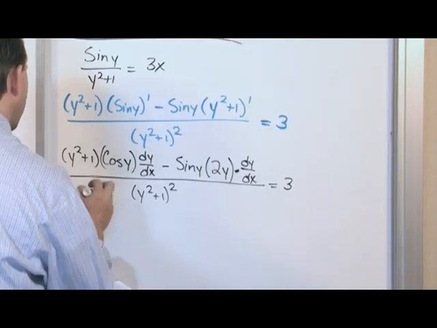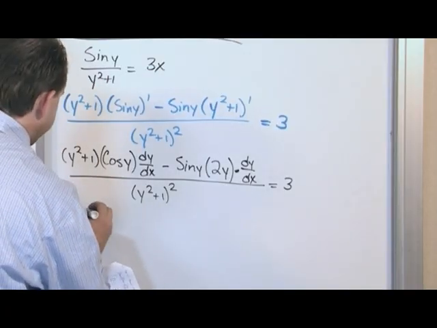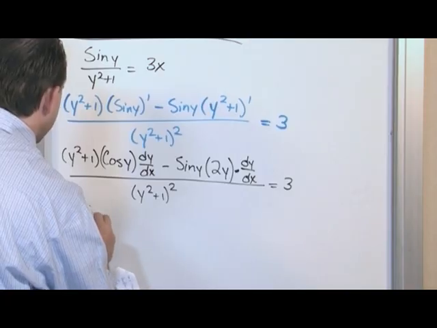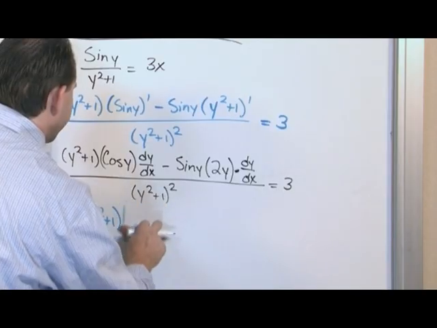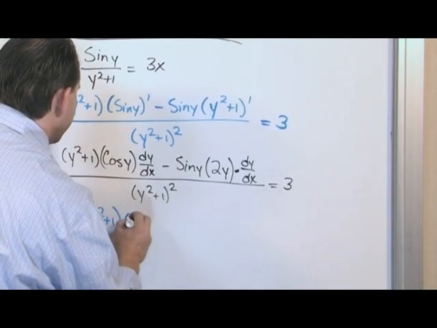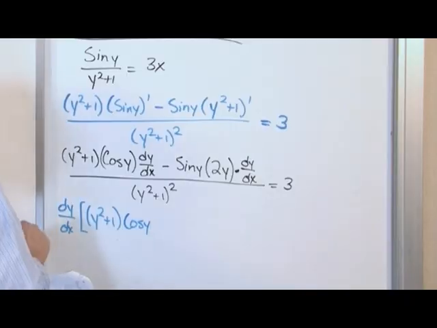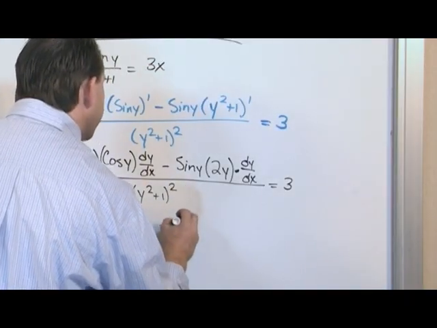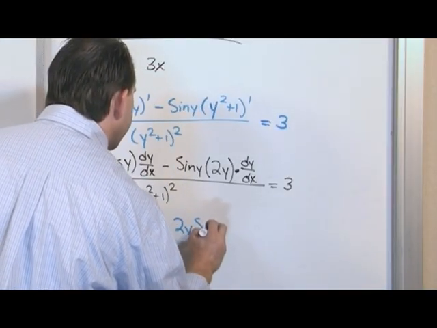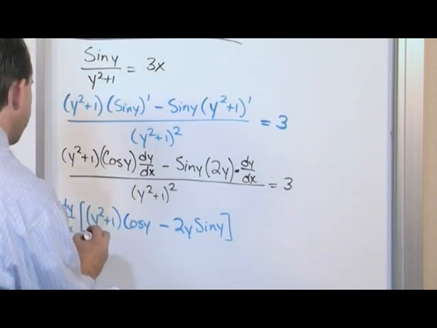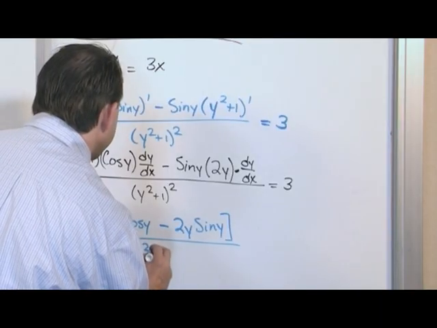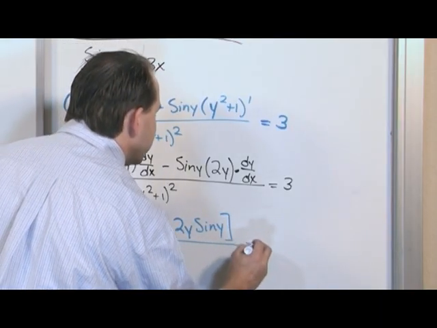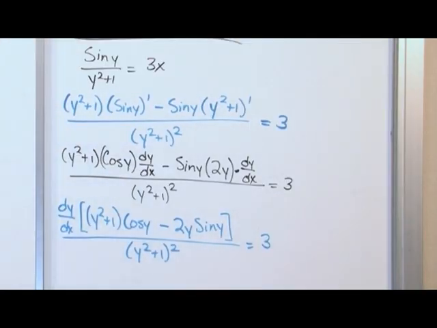On the top, what we're going to have is the same thing we've had to begin with. We'll have y squared plus 1 times, take away those parentheses. We don't need as many parentheses. Cosine of y, that's what we have on the top here. And then over here we'll have minus 2y sine of y. Close the brackets off. And then on the bottom, we'll go ahead and write it as y squared plus 1 squared, and that'll be equal to 3. Okay, now you see why we've written it this way. Notice that this is exactly the same thing.